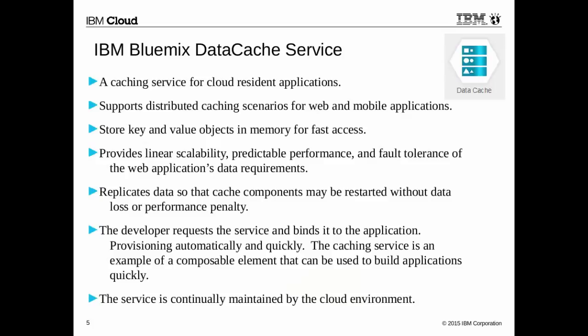The DataCache service is intended for use by cloud-resident applications. It supports distributed caching scenarios for web and mobile applications and stores key and value objects in memory for fast access. The developer creates the service and binds it to an application. The integration with the service is simple. Applications are able to obtain credentials from Bluemix VCAP_SERVICES environment variables, and provisioning is done automatically and quickly.